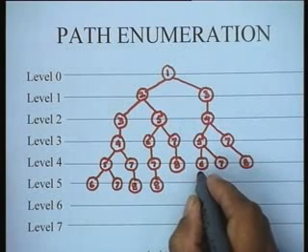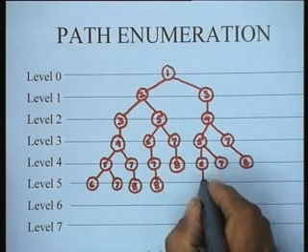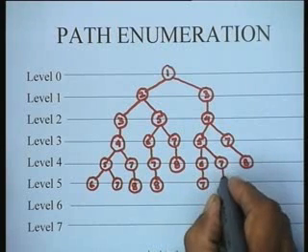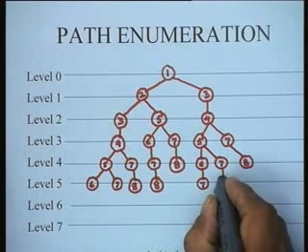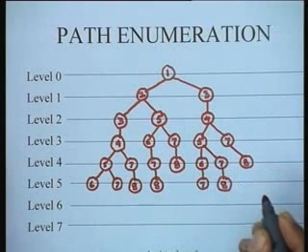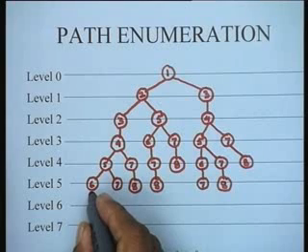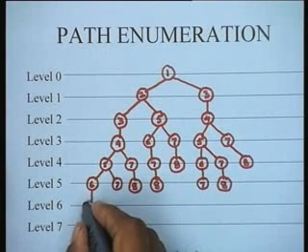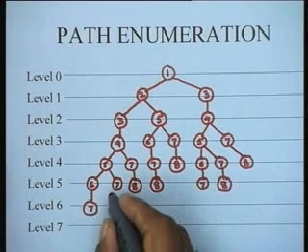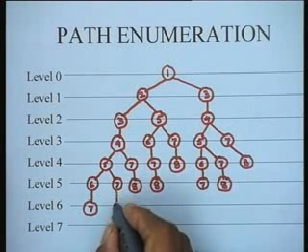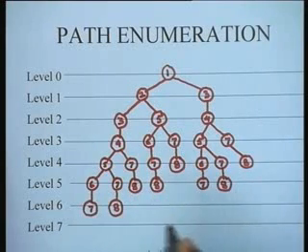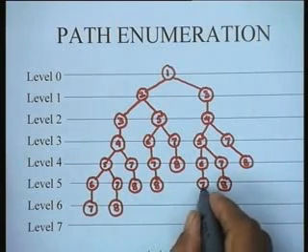From 6 I can go to 7. And from 7 I can go to 8. Then finally from 6 I can go to 7, and from 7 I can go to 8. And from there I cannot go further.